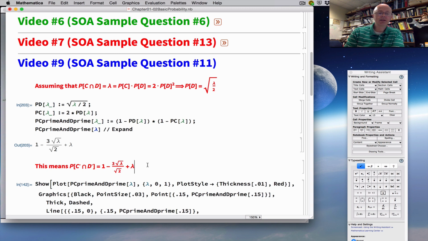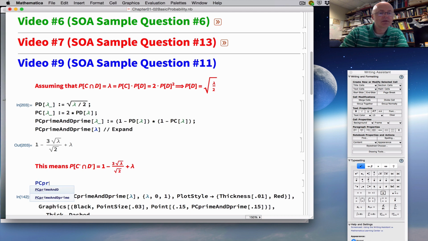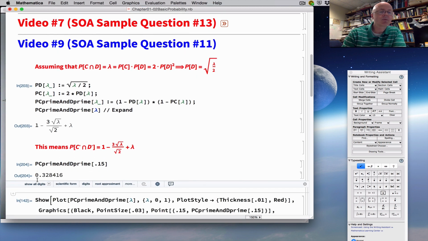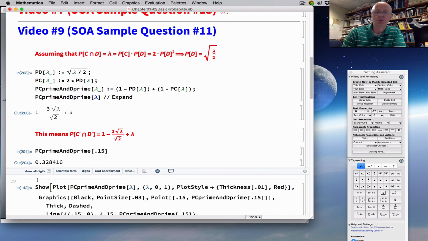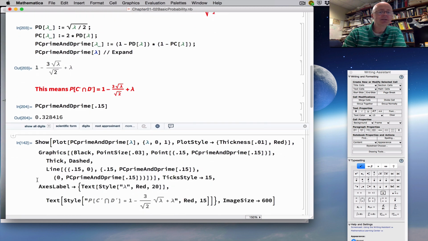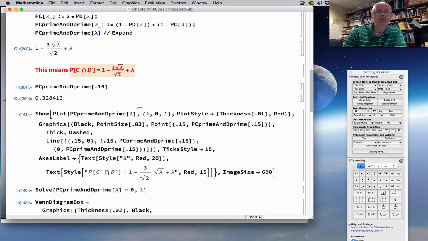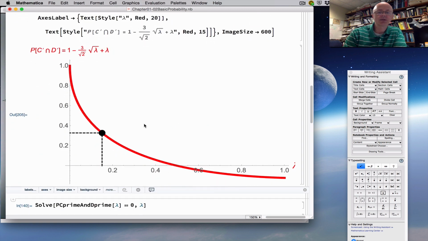And if you plug in lambda equals 0.15 into that, you get the answer that we got, about 0.33 by hand, which was choice B. But now I want to also make some graphs. So this is going to make a graph of this thing as a function of lambda. Interesting function of lambda. It involves the square root of lambda. It involves lambda itself. Here's what the graph looks like.